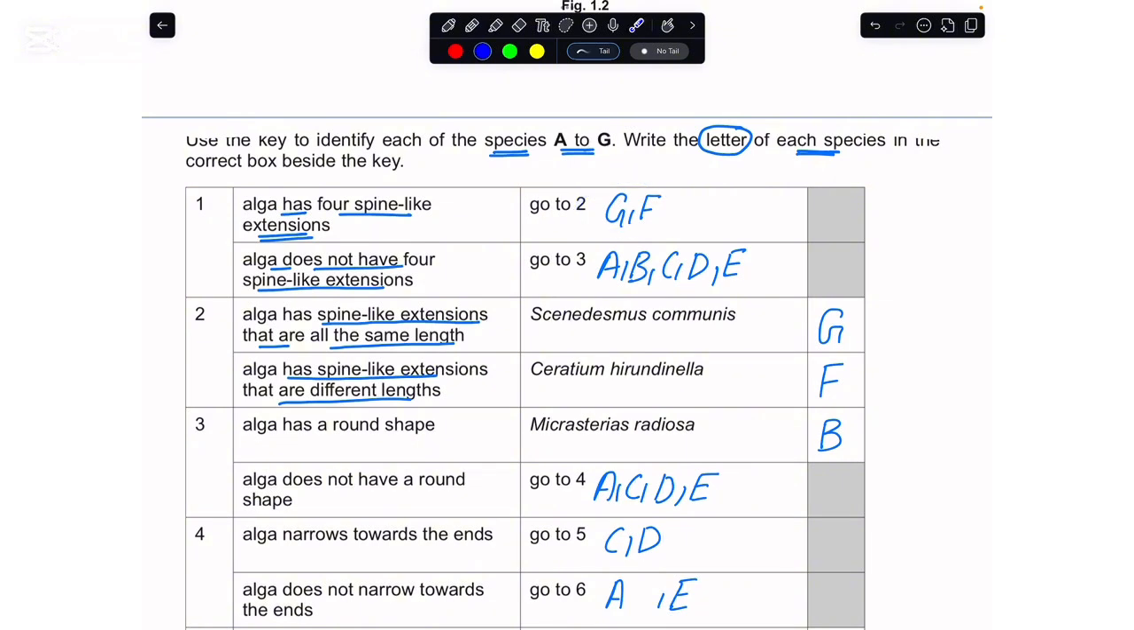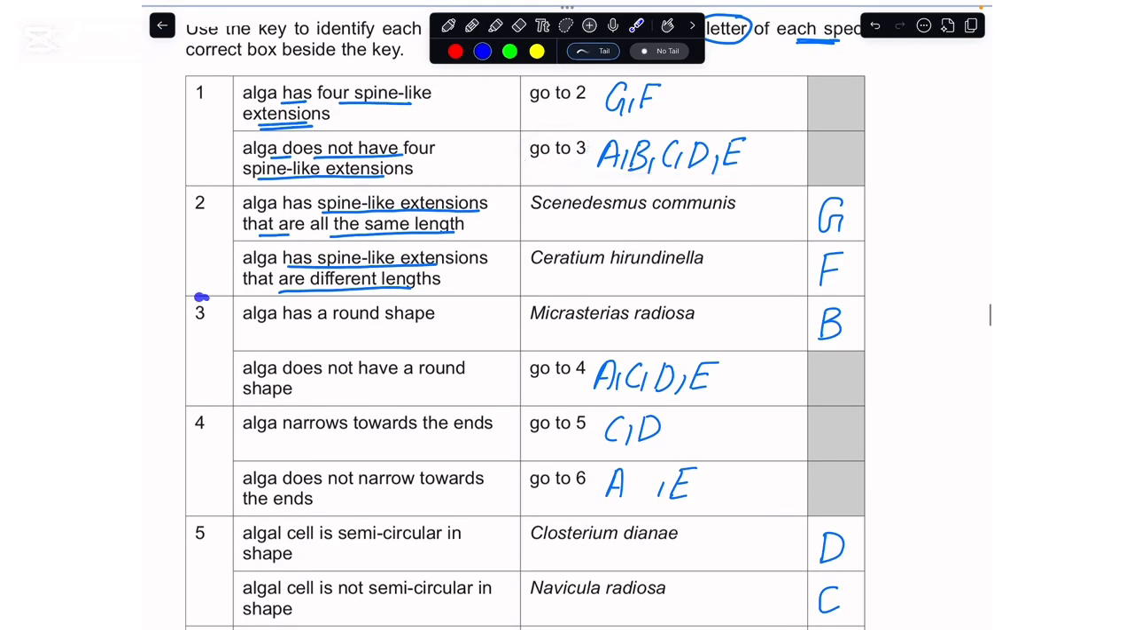Now, in order to differentiate between A, B, C, D, and E, we are required to go to 3. Coming to 3, they say the algae has a round shape and the algae does not have a round shape. So now I need to split these letters into whether they have a round shape or whether they do not have a round shape.